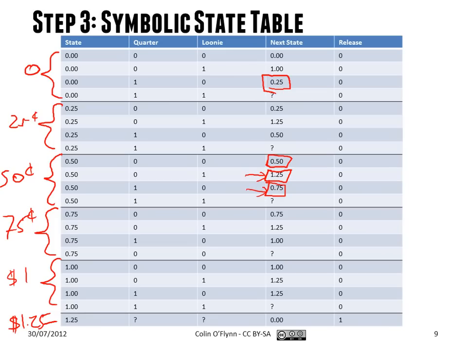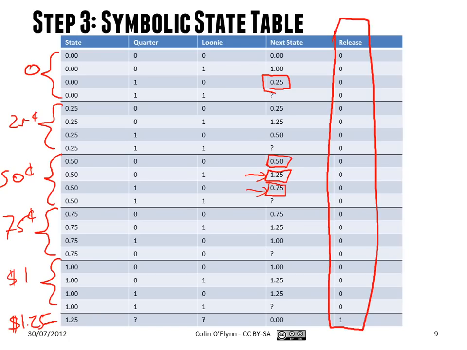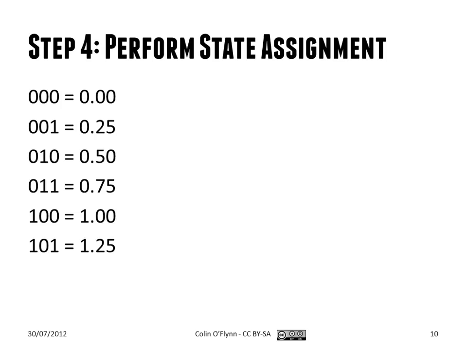So this is now written out in the symbolic state table format. I've also included the state of the release mechanism. So we can see here it's always zero, it's just one for the final state. Step four, we're now going to perform state assignment. So this starts to look a little bit like the counter problems. So we'll say, for example, the 50 cent state is represented by binary 010, 25 cent state 001, etc. So we've assigned a binary number to each state.